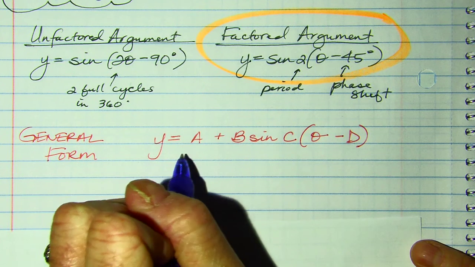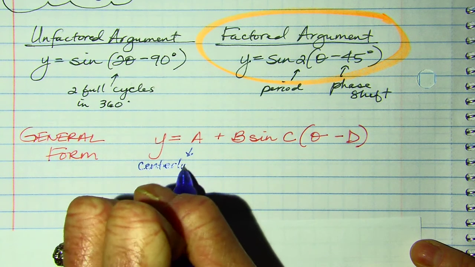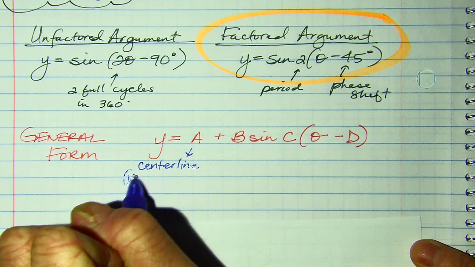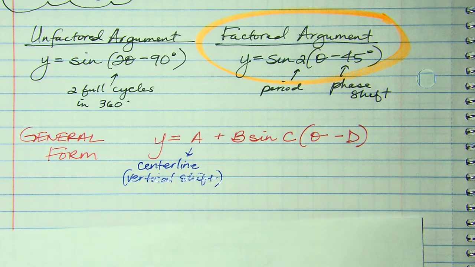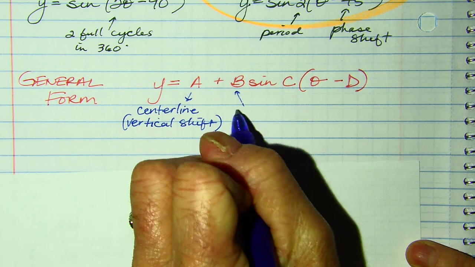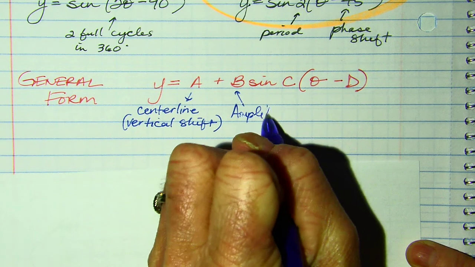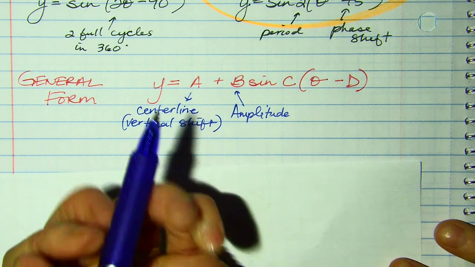So let's review. A is our center line, which is also representing our vertical shift. The center line should be on the x-axis. So if it's not, then I know that this graph has been moved either up or down. But A should be wherever our center line has occurred. B is our amplitude. So remember, that is the distance from the center line to the peak, or the center line to the lowest point or valley, however you want to think of it.